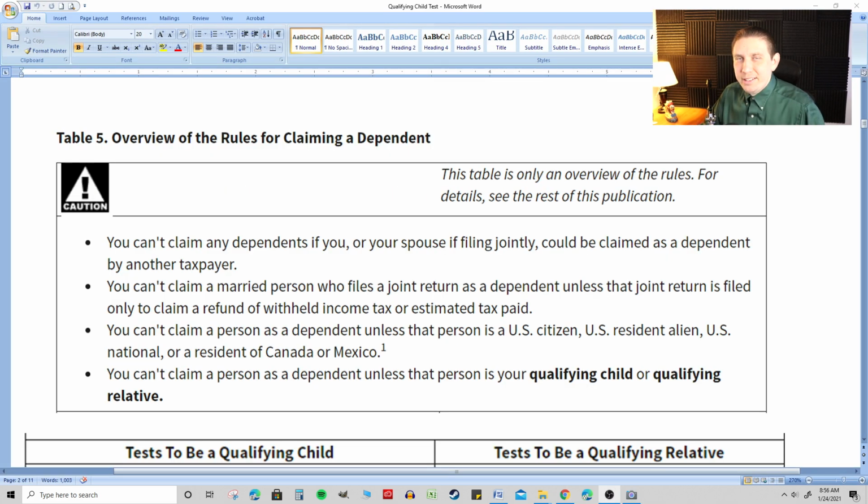Okay, first things first, let's talk about some instances where you cannot claim somebody. You can't claim any dependents if you or your spouse, if filing jointly, could be claimed as a dependent by another taxpayer. You can't claim a married person who files a joint return as a dependent unless that joint return is filed only to claim a refund of withheld income tax or estimated tax paid. You can't claim a person as a dependent unless that person is a U.S. citizen, U.S. resident alien, U.S. national, or resident of Canada or Mexico. You can't claim a person as a dependent unless that person is your qualifying child or qualifying relative. Those are the terms we're going to be talking about.